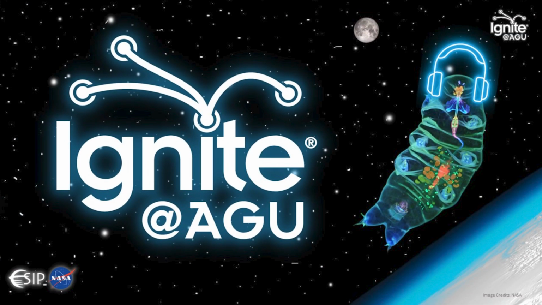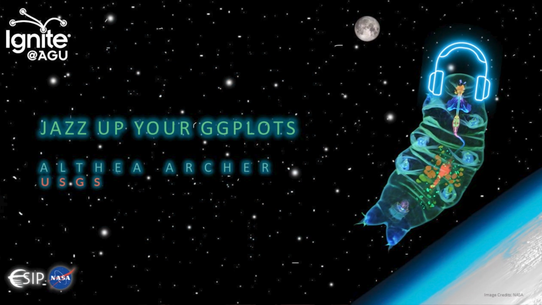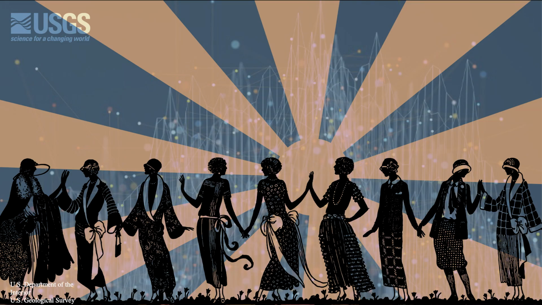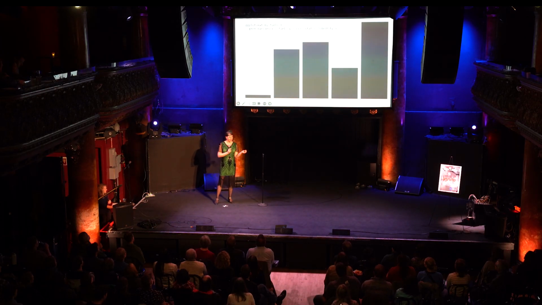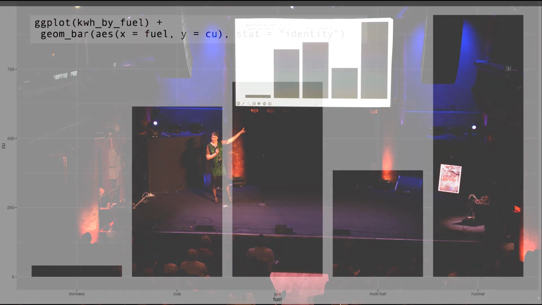All right, so I'm a data visualization specialist, and my favorite part of my job is incorporating art into data viz. And what I want to do is inspire all of you today to jazz up your ggplots with a little bit of art and creativity. So we're going to use an example data set that is water use by thermoelectric power plants in the US. And we can create a data viz with just 2 lines of code.